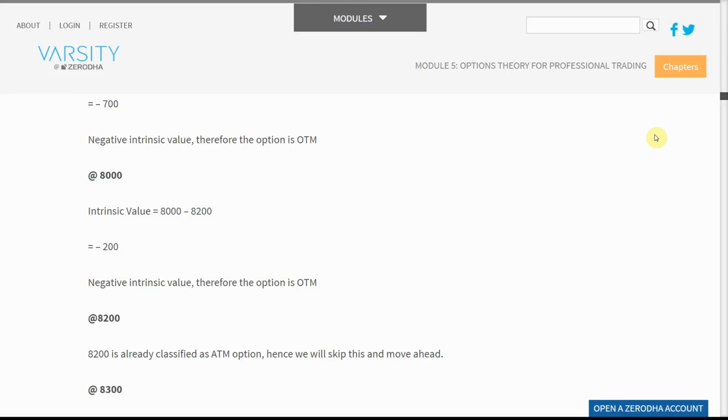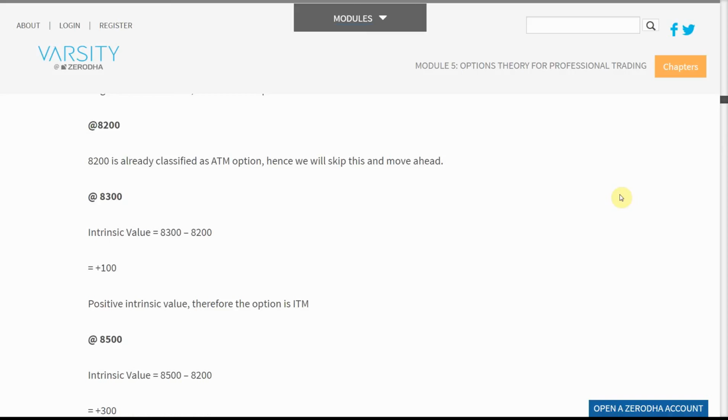At 8,000, intrinsic value equals 8,000 minus 8,200 equals minus 200. Negative intrinsic value. Therefore, the option is OTM. At 8,200, 8,200 is already classified as the ATM option. Hence we will skip this and move ahead.